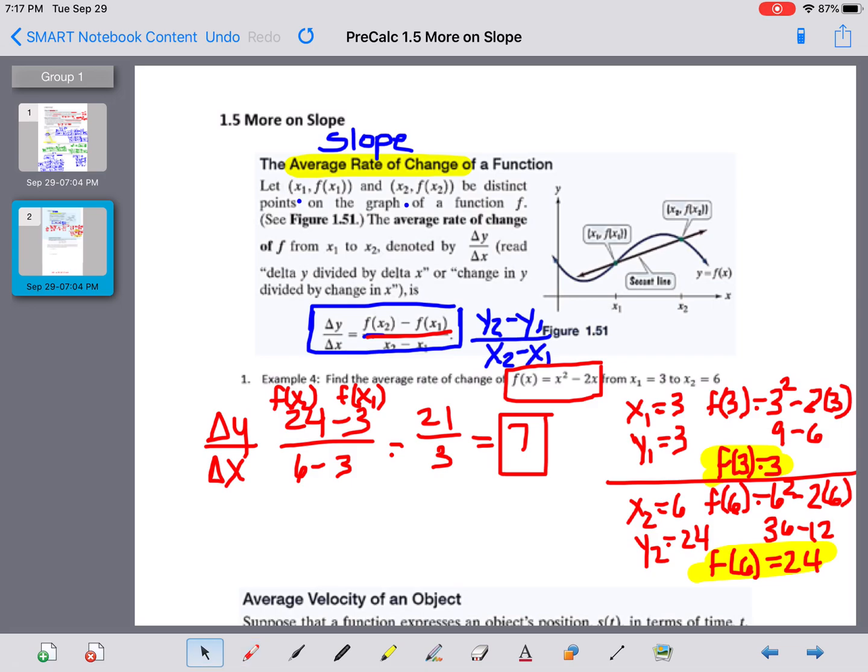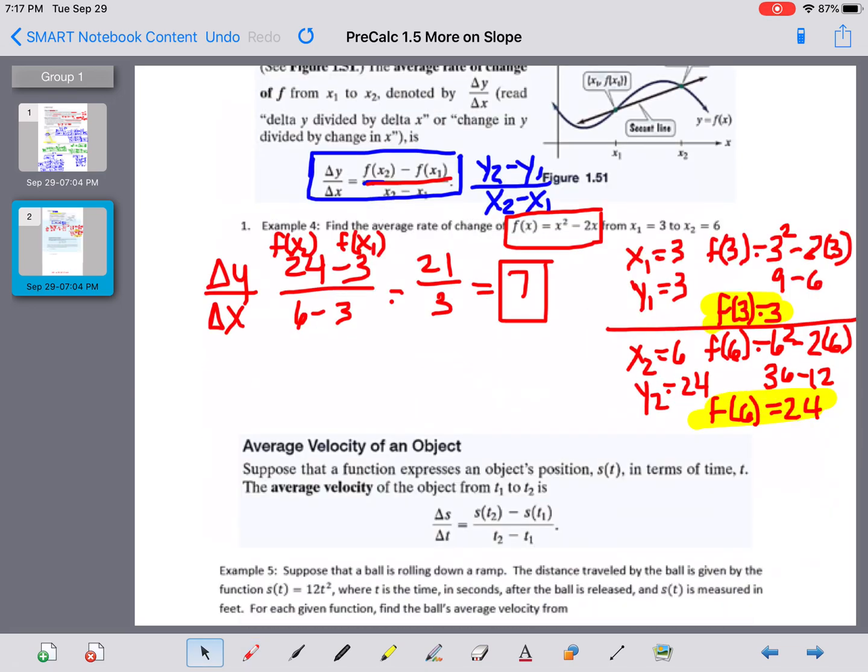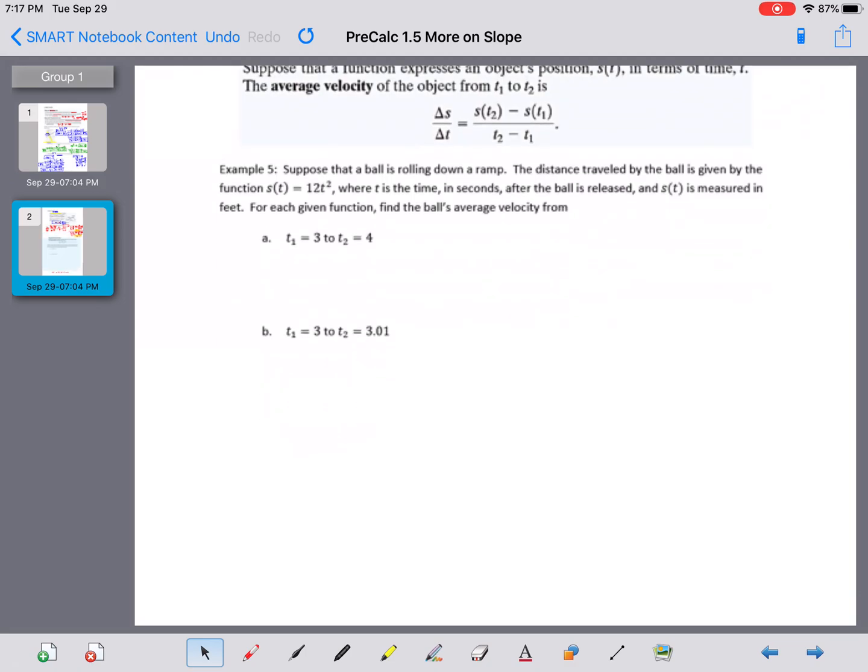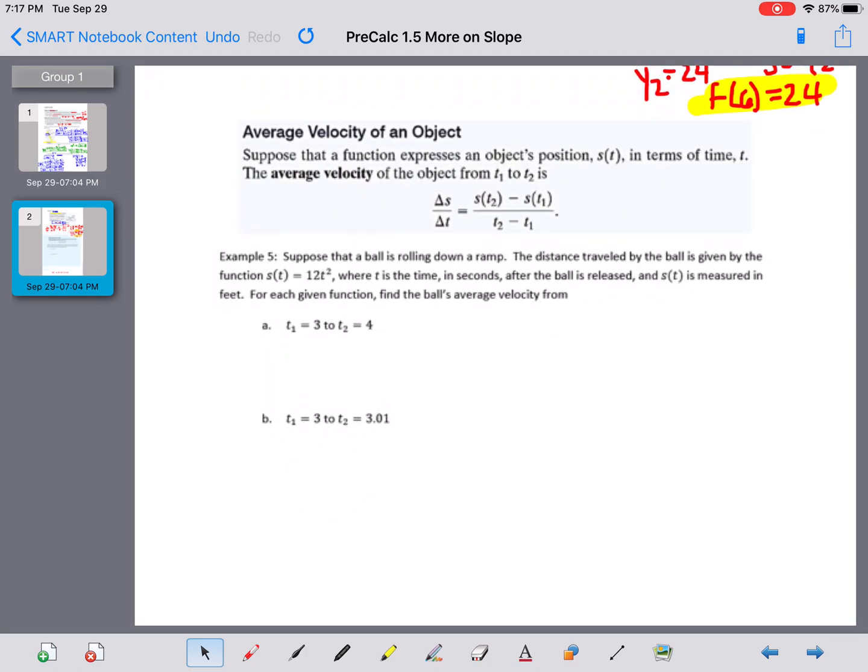All right, average velocity of an object, okay? Yep, it sounds like we're doing a little physics here, right? And in some ways, we kind of are. You use math in physics for a reason. Physics needs math so it can do the work it needs to do. Suppose that a function expresses an object's position s of t in terms of time t. The average velocity is the change in s over the change in t.